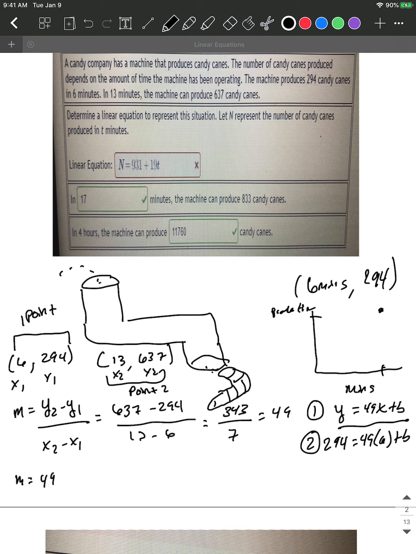So 49 times 6 is 294, so 294 is equal to 294 plus b. Subtract 294 from both sides. Boop, boop, boop. So then we get 0 is equal to b. So what we can see now is that our equation turns out to just be y equals 49x. In later videos, we'll see how to answer these questions more thoroughly.